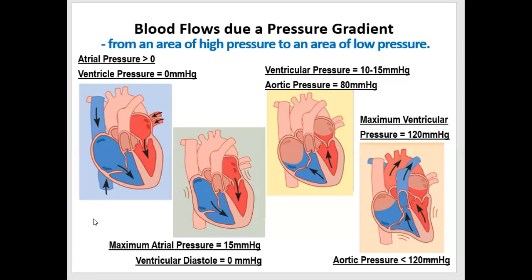But at the end of ventricular systole, shown in the orange box, the pressure builds, as I mentioned, and reaches a maximum pressure in the ventricle of 120 millimeters of mercury, which overcomes the lower pressure in the aorta, and blood moves from the ventricles into the aorta. The same happens on the right side of the heart, and blood will move into the pulmonary trunk.